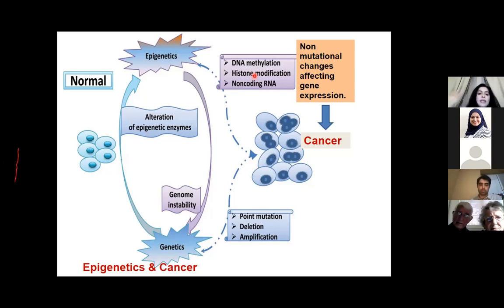Okay, so normally we have the epigenetics controlling that some genes are constitutively expressed and some genes are not expressed. If there is change of these epigenetics, there will be overexpression of an oncogene or underexpression of a tumor suppressor gene.